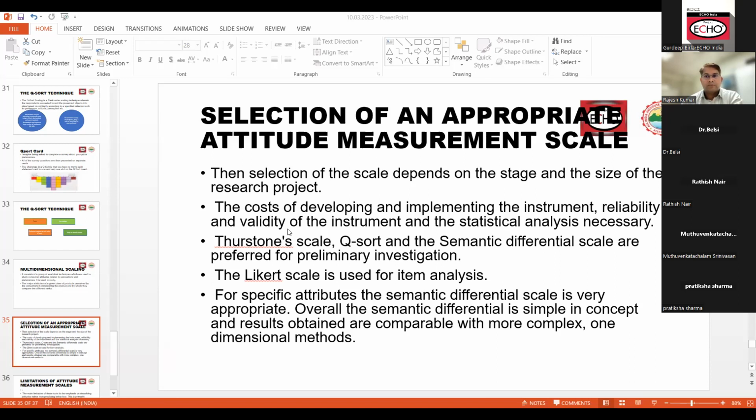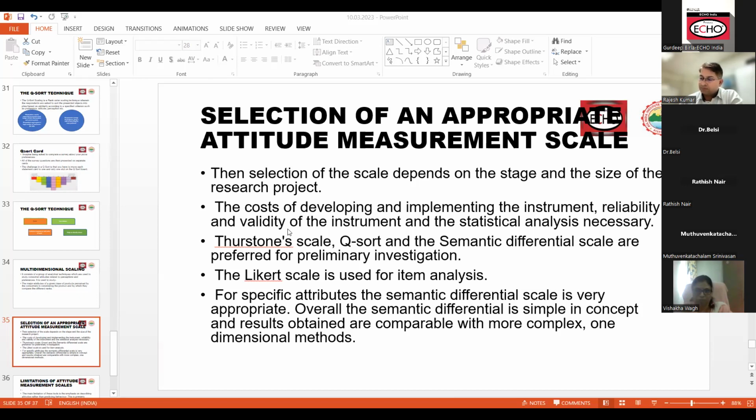But it is not as simple as just creating one. While I say you can create your own, the PG students here, kindly do not take it that way. The questionnaire which we allow PG students to create and get content validated by a few of the teachers is just a step. It is not a standardized process. It is just a very, very minute part of it. So the cost of developing and implementing the instrument, reliability and validity of the instrument, and the statistical analysis necessary have to be kept in mind.